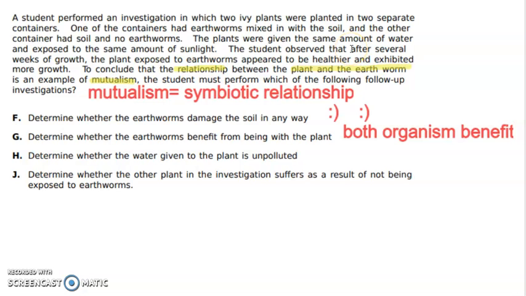So keeping that in mind, go ahead and look at the answer choices and figure out which one of these answer choices we could do a follow-up experiment with to determine if it was really mutualism that happened.